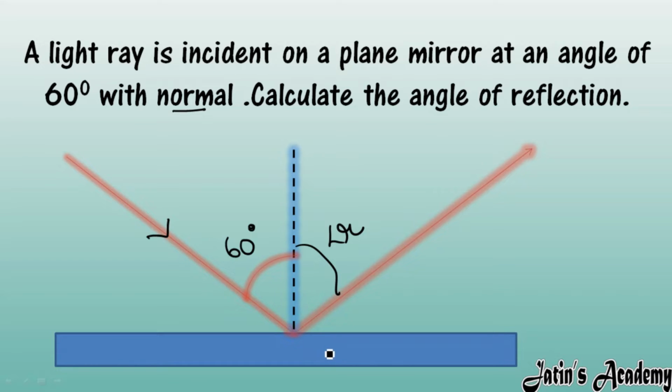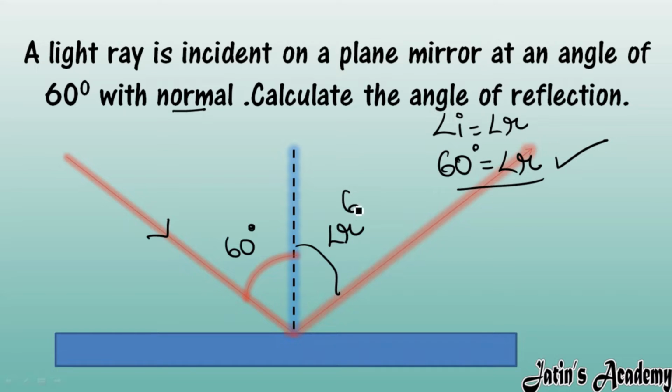So as we have learned in the laws of reflection, the first law of reflection is angle I equals angle R. Means angle of incidence is always equal to angle of reflection. Here we are given the angle of incidence. Angle of incidence is given as 60 degrees. And that angle of incidence is also equal to the angle of reflection. So here the angle of reflection is also 60 degrees, according to the first law of reflection.